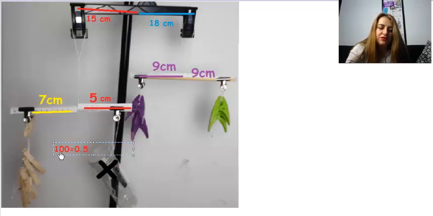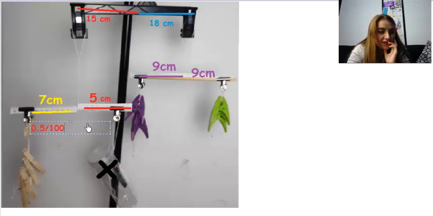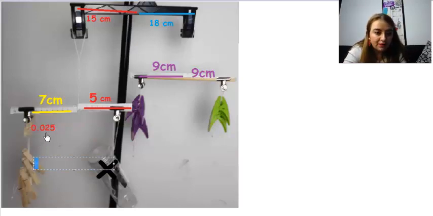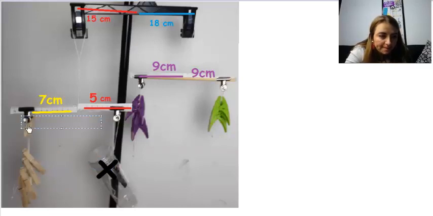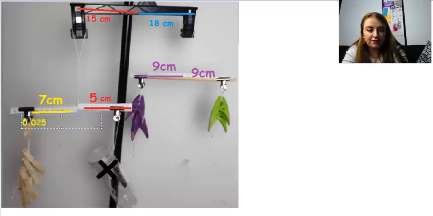But I need to know the measure of only one. So what I need to do is 0.5 divided by 100. If I do that, 0.5 divided by 100 is going to give me 0.005. So this is going to be the measure of each of my clips. So it's 0.005 kilograms.